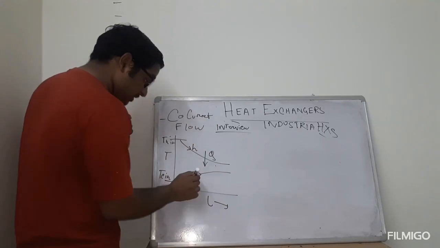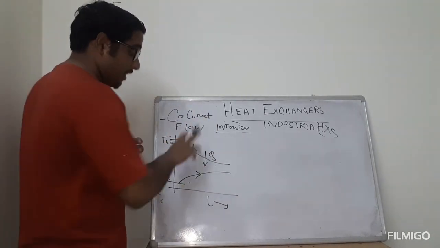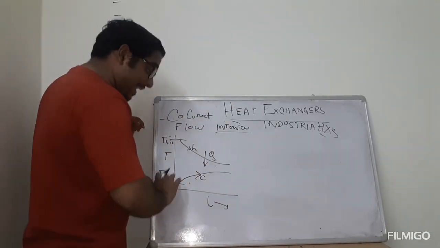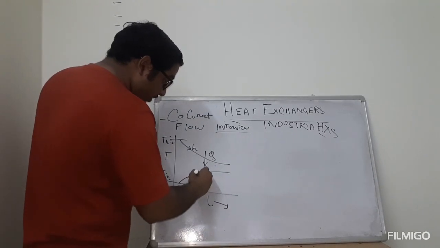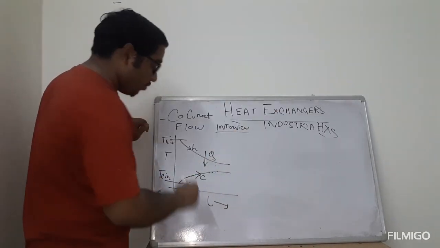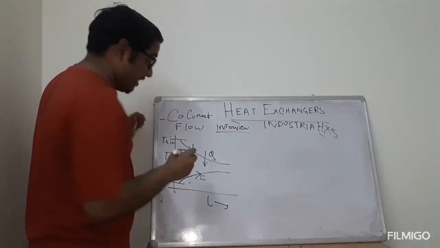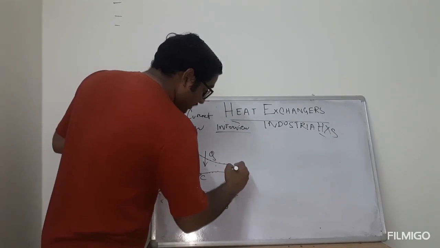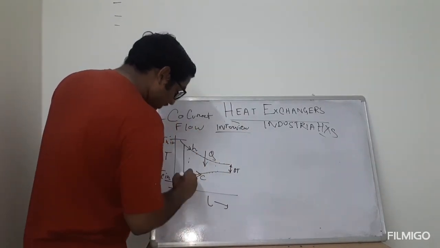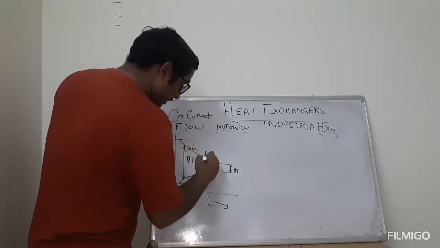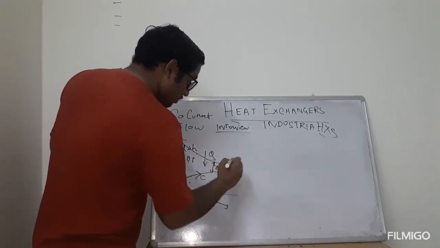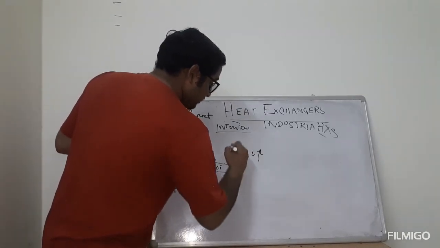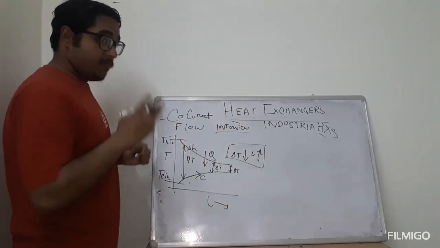And hence, because this temperature is lower than this temperature, heat will obviously flow from a higher temperature to a lower temperature. So the cold fluid gains heat and the temperature keeps on increasing in stages as it moves along the length of the tube, and the hot fluid keeps on losing heat and the temperature keeps on dropping along the tube. At one point of time, the approach temperature, the delta T, keeps on decreasing. The delta T was the highest here, and delta T keeps on decreasing as we proceed. So delta T keeps on decreasing as the length of the heat exchanger increases in a co-current flow.